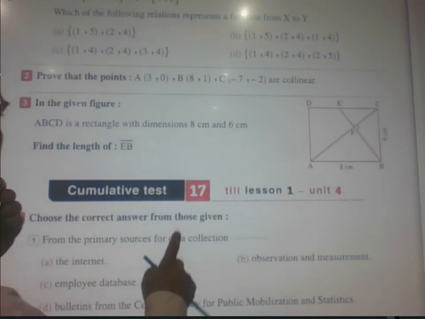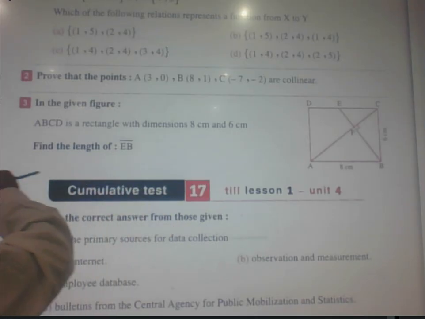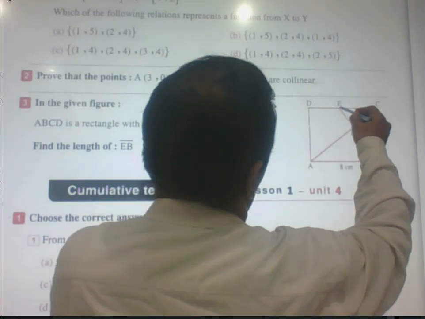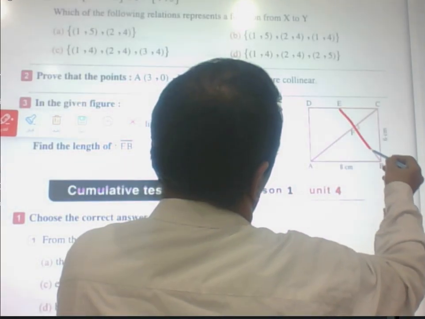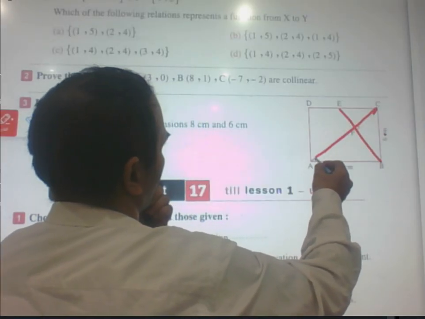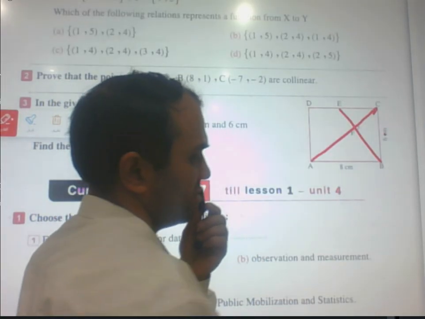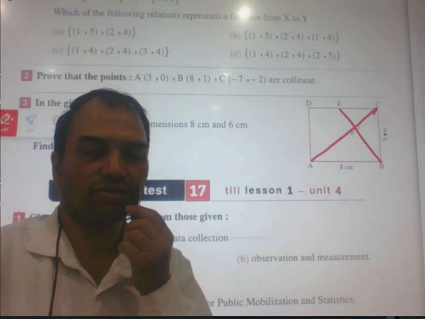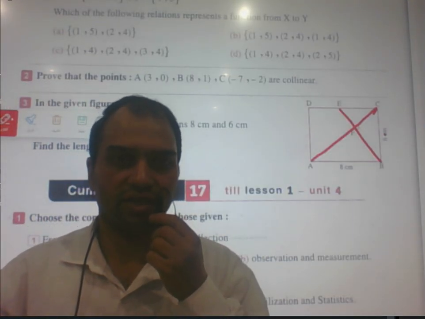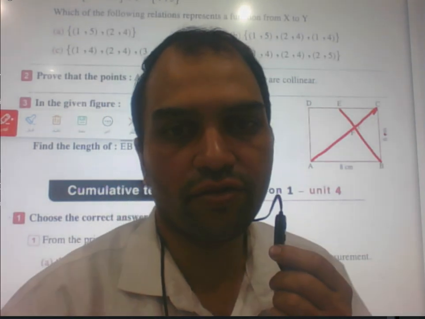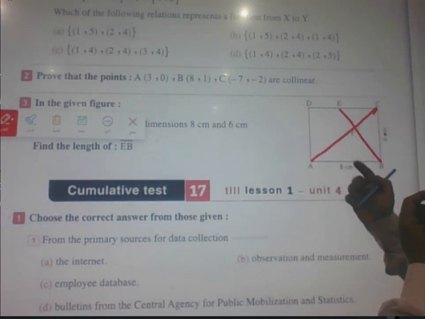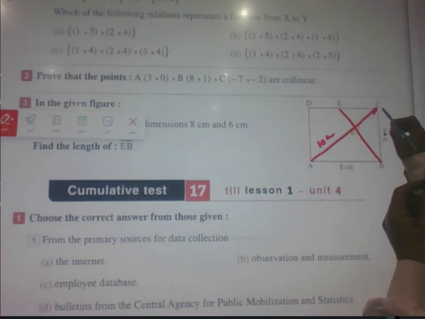In the given figure, ABCD is a rectangle with dimensions 8 and 6. Find the length of EB. Where is EB? EB is here. You want to find the length EB. First, we have 6 and 8. We can find this line segment from the Pythagoras theorem. It will be 6 power 2 plus 8 power 2. 6 power 2 is 36 and 8 power 2 is 64. 64 plus 36 is 100. The square root of 100 equals 10. The line segment here will be 10 centimeters.